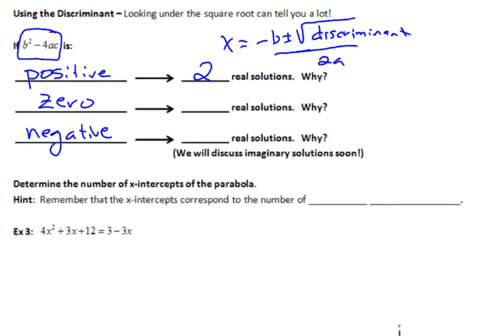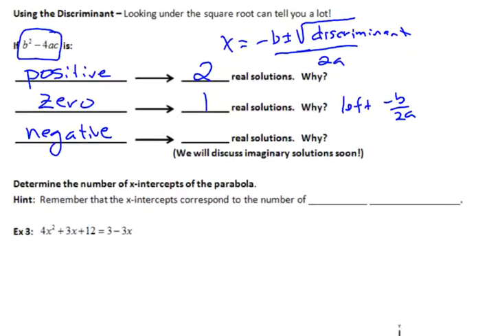If it is 0 in there, then I don't have the plus or minus part. I'm left with just negative b over 2a. So I'll get one answer. This number will be a rational answer. I don't have any radicals left in it, no square roots left.